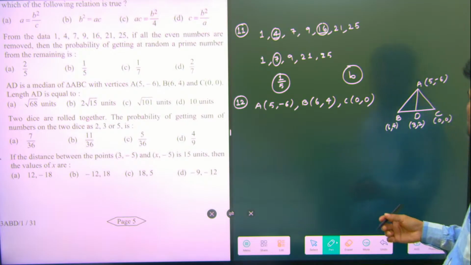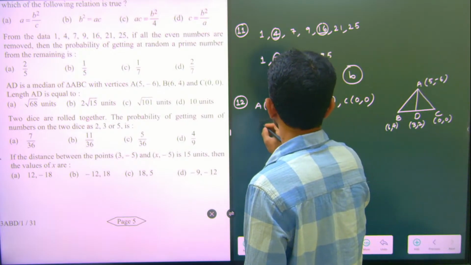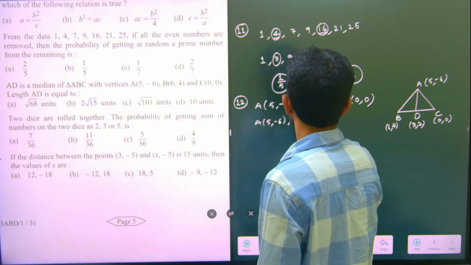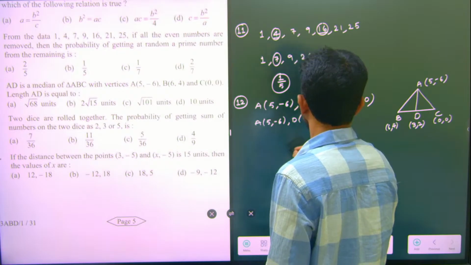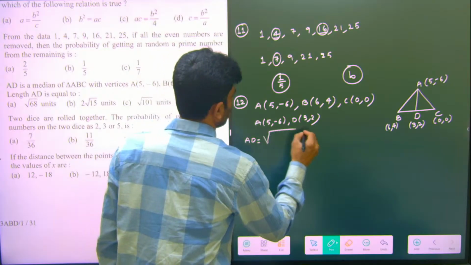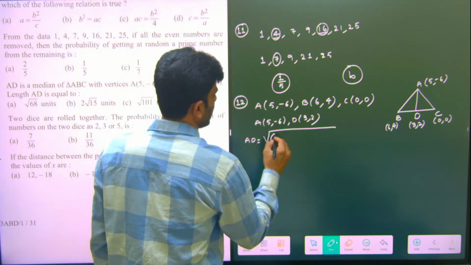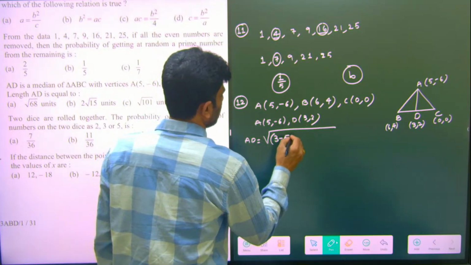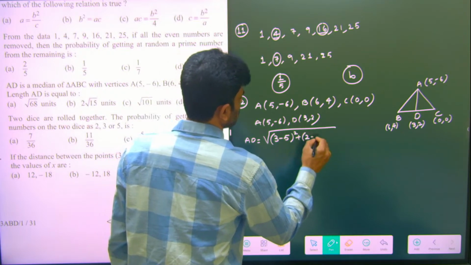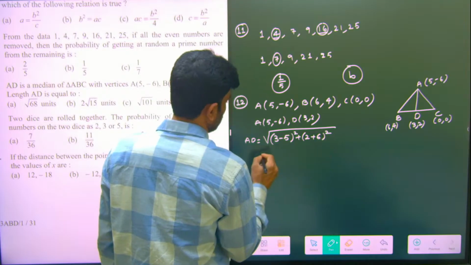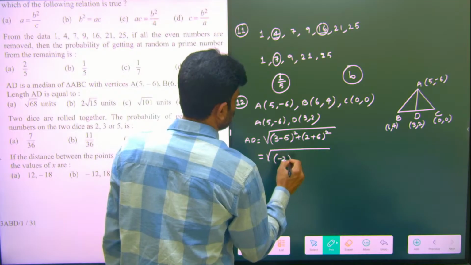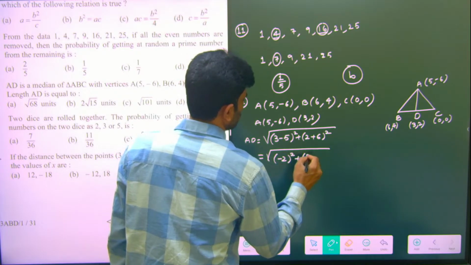Then you have to find out the distance between A and D. So A is equal to 5 comma minus 6 and D is equal to 3 comma 2. Use distance formula. AD is equal to root of x2 minus x1 whole square, so 3 minus 5 whole square, plus y2 minus y1, 2 minus of minus 6, 2 plus 6 whole square. So that is root of minus 2 whole square plus 8 square.